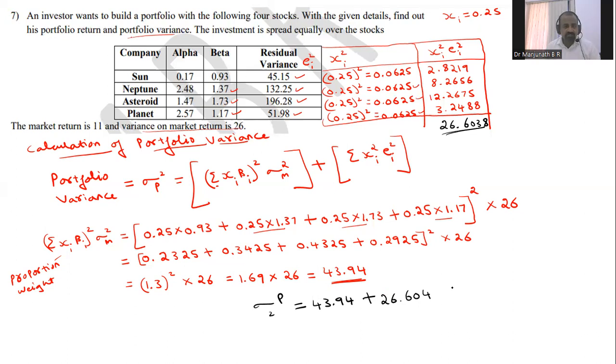Now, if I sum this, I should be getting 70.54. And now, if I want the standard deviation of a portfolio, if I just apply the square root of 70.54, I should be getting 8.39 as the answer. 8.39. So this is all about the portfolio return and portfolio variance when alpha, beta, and the residual variance are found. This is a bit typical.